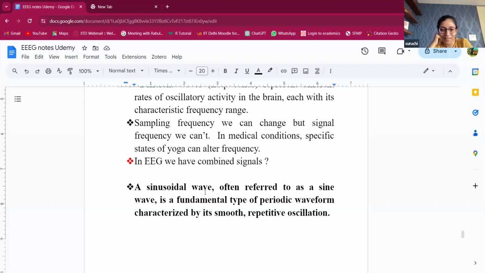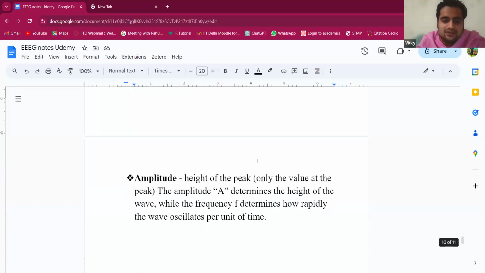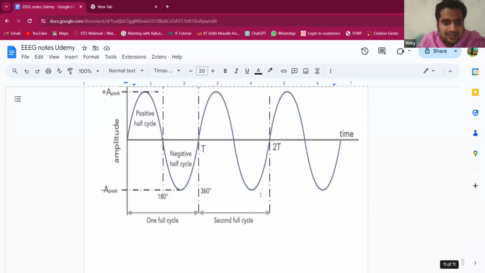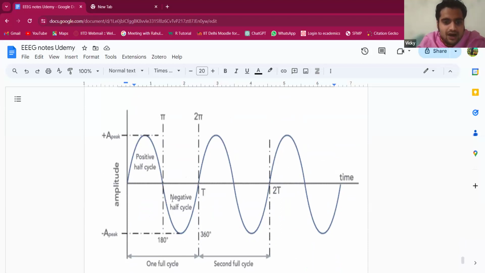Okay. So a sinusoidal wave, you discussed. A sine wave is a fundamental type of periodic waveform characterized by its smooth repetitive oscillation. Amplitude we discussed: the height of the peak, only the value at the peak, is called amplitude. Amplitude, represented by A, determines the height of the wave, while the frequency F determines how rapidly the wave oscillates per unit of time. That is the basic difference. Like if you see, this is the amplitude, the height. This is the first, we call it one full cycle, with the positive half and the negative half.